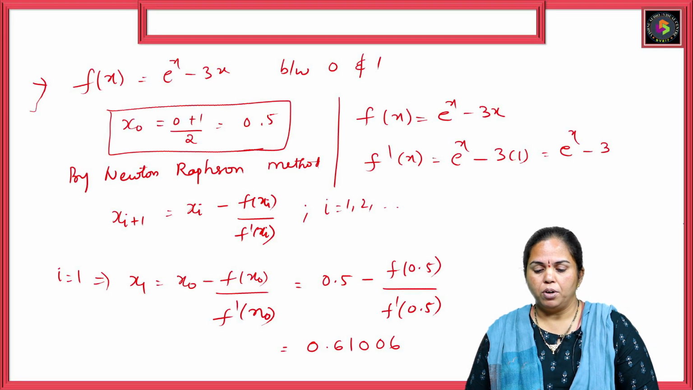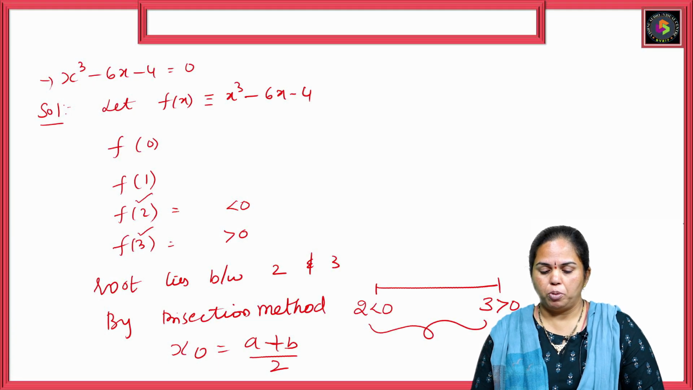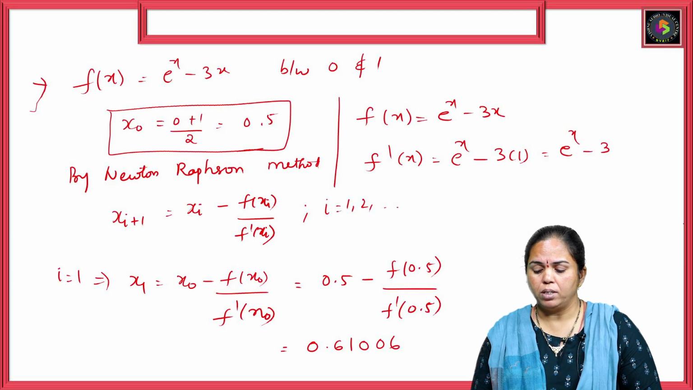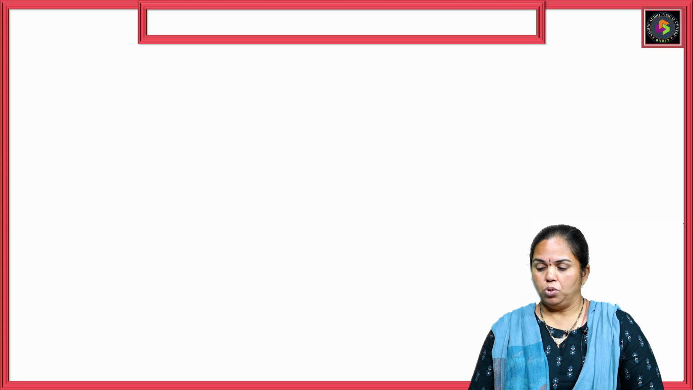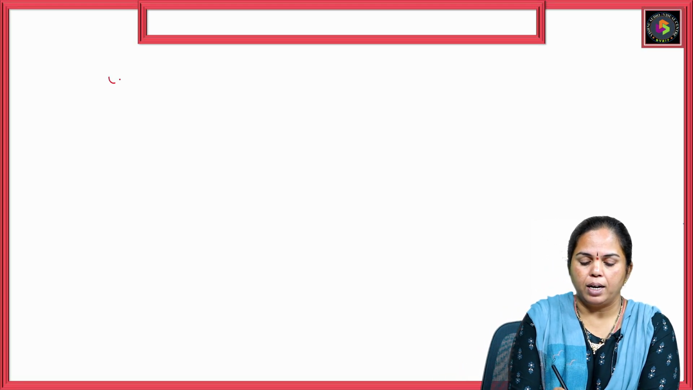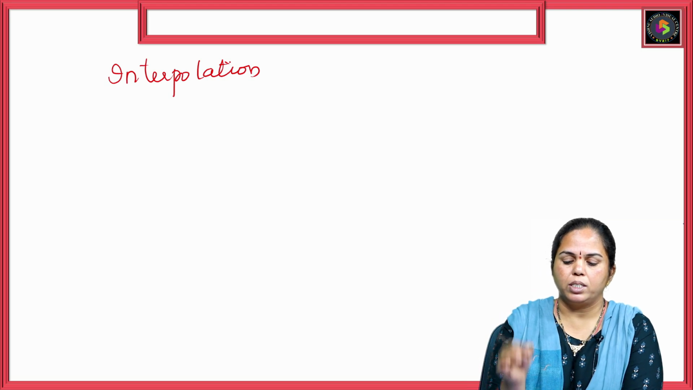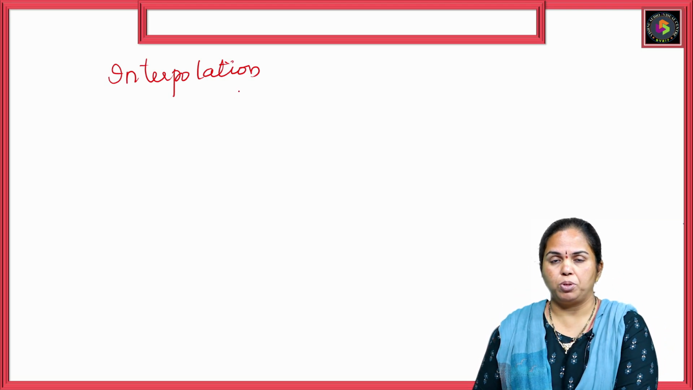In this video we have discussed two methods: the bisection method, the process of which we saw, and then the Newton-Raphson method. One more topic we'll discuss here is interpolation. I'll give a short description about interpolation. What is interpolation? Why do we use the concept of interpolation?